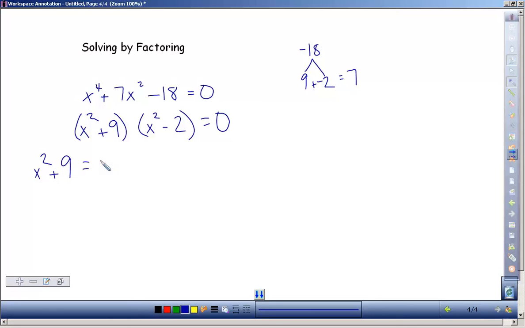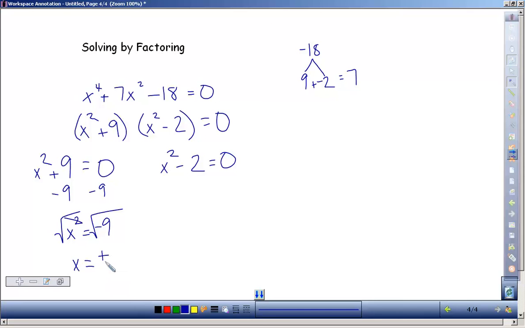Now that it's factored, I can set my two factors equal to 0. X squared plus 9, and x squared minus 2. Now we're lucky in these. We can use the quadratic formula, but we don't really have to. This is one of those special cases where we said we had the x squared but no x, so we could solve by square roots. So if I subtract 9 from both sides, I'm going to get x squared is equal to negative 9. And when I take the square root, now when you take a square root, how many solutions do you have to get? You have to get 2 solutions. So I'm going to remember my plus or minus, and the square root of negative 9 is 3i.